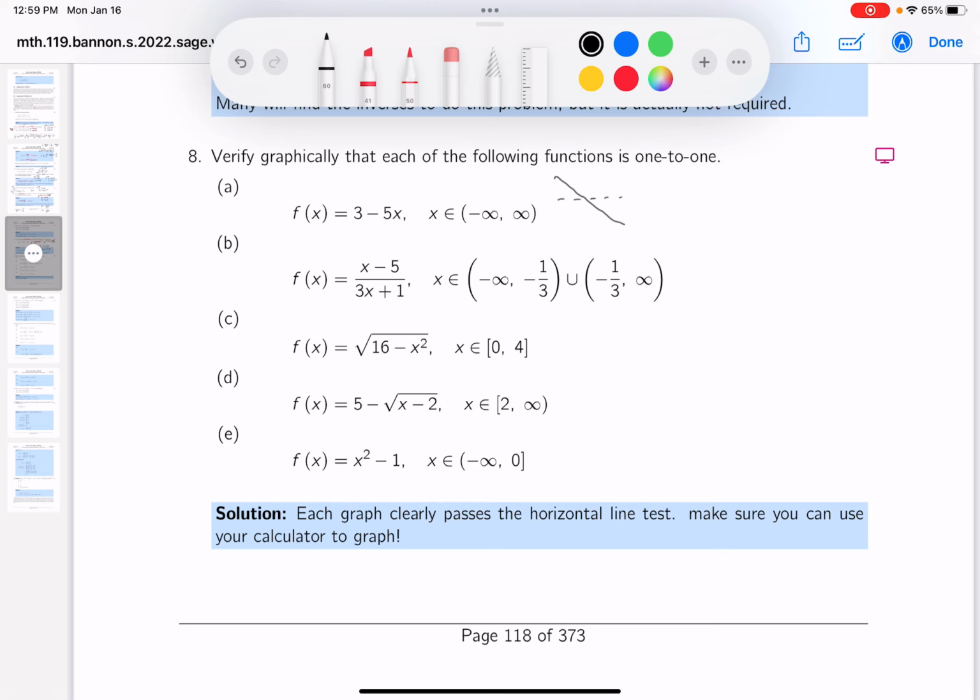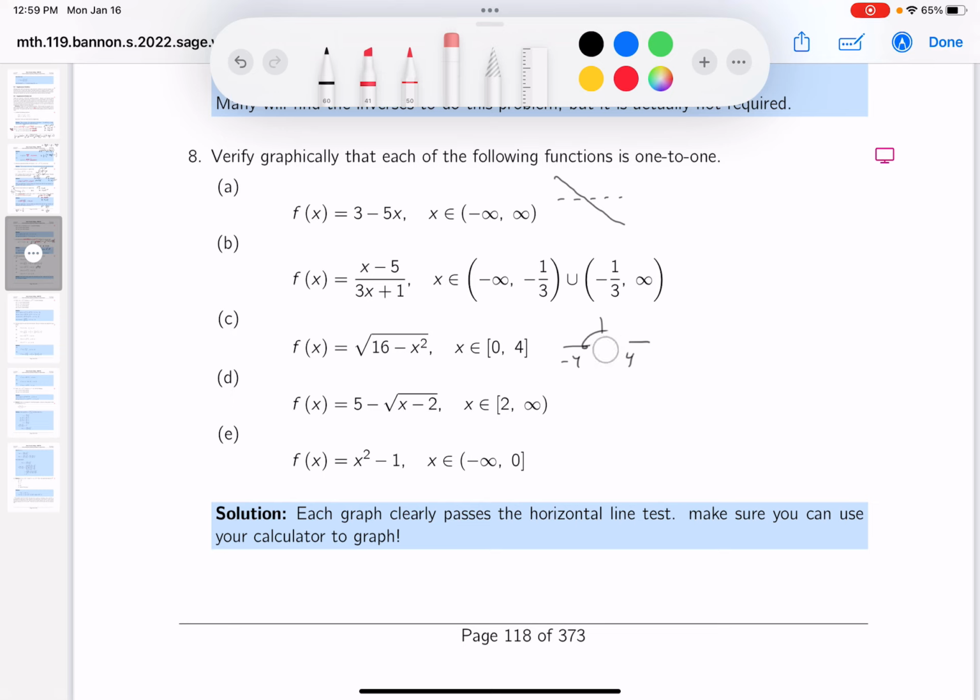B is a little more difficult, so we'll come back to that. I want to talk about letter C now. Looking at it, just graphing it out, if I didn't see the domain, I would say it's a semicircle. So I'm going to draw something like this over here, and I'll put a little axis down. It goes from -4 up to 4. But they say x is only between 0 and 4.